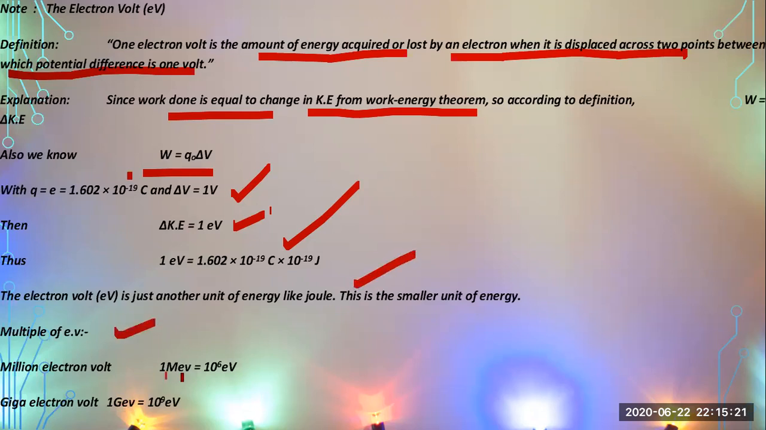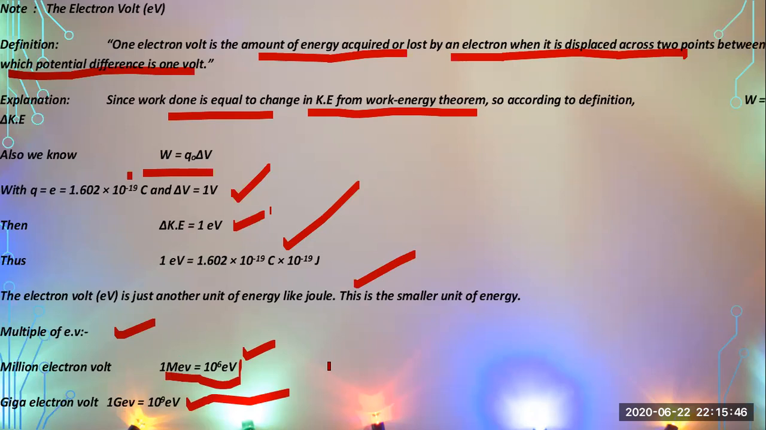1 MeV, million electron volt, is equal to 10 raised to power 6 electron volt, and 1 giga electron volt is equal to 10 raised to power 9 electron volt. So this is the concept of electron volt, and I hope you have understood today's topic. Do revise it once more.